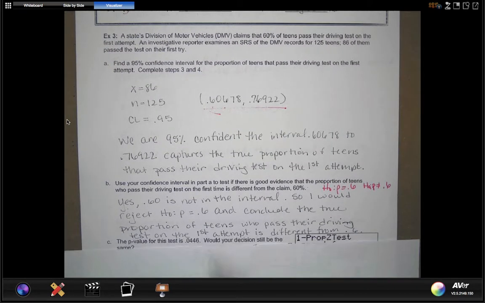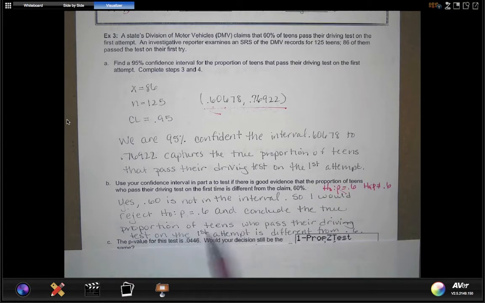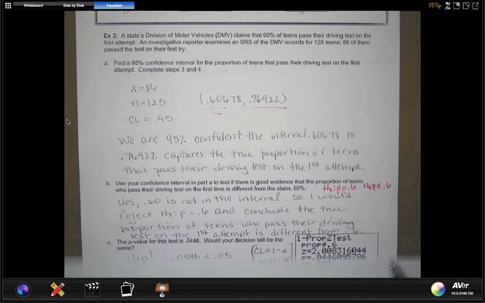So I would reject that p = 0.6 and conclude the true proportion of teens who pass their driving test in the first attempt is different from 0.6. So I'm concluding that.